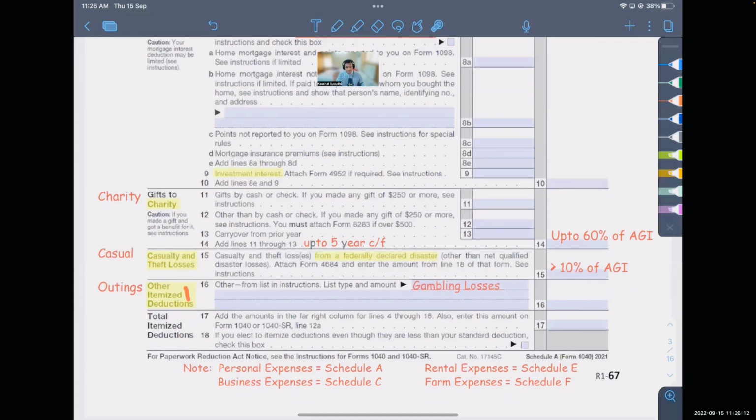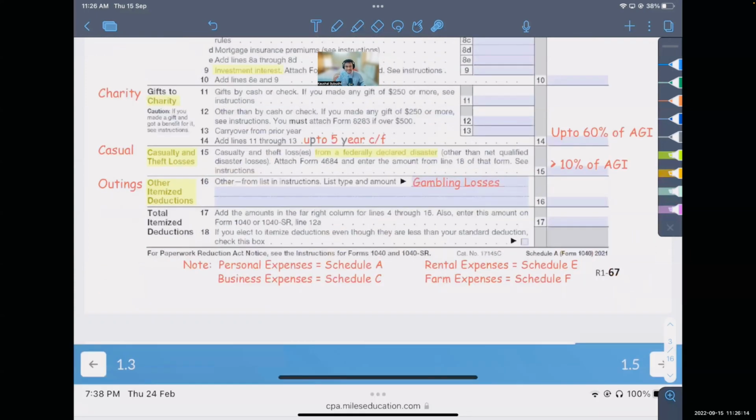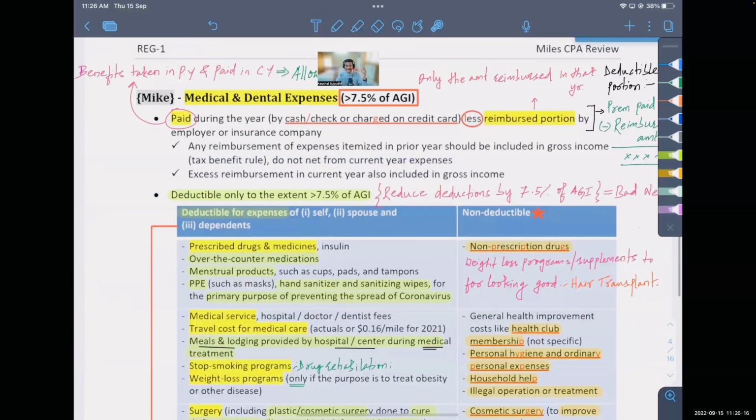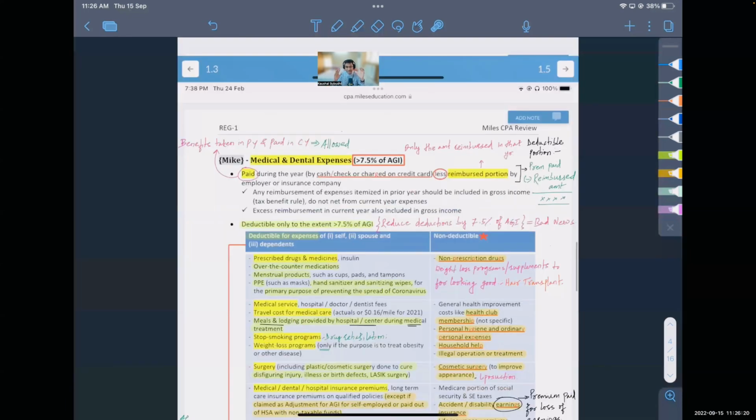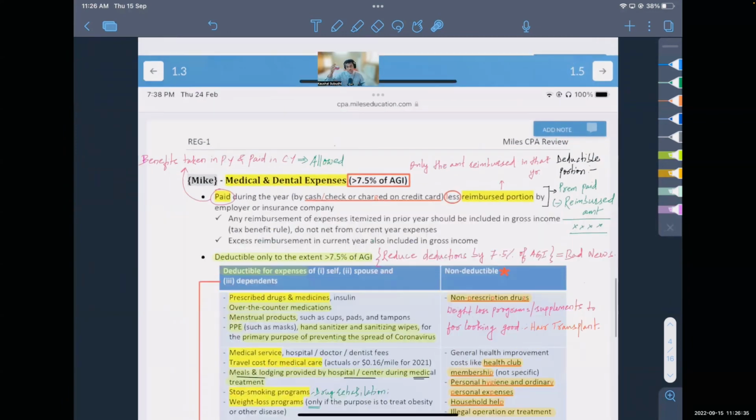Now, when we are getting into the medical and dental expenses, there are a few things over here which I want to make note of. First of all, just ignore all these extra tips written over here for the time being, and let's focus on the script which is already printed, not the ones written by me, but the things which have already been printed.